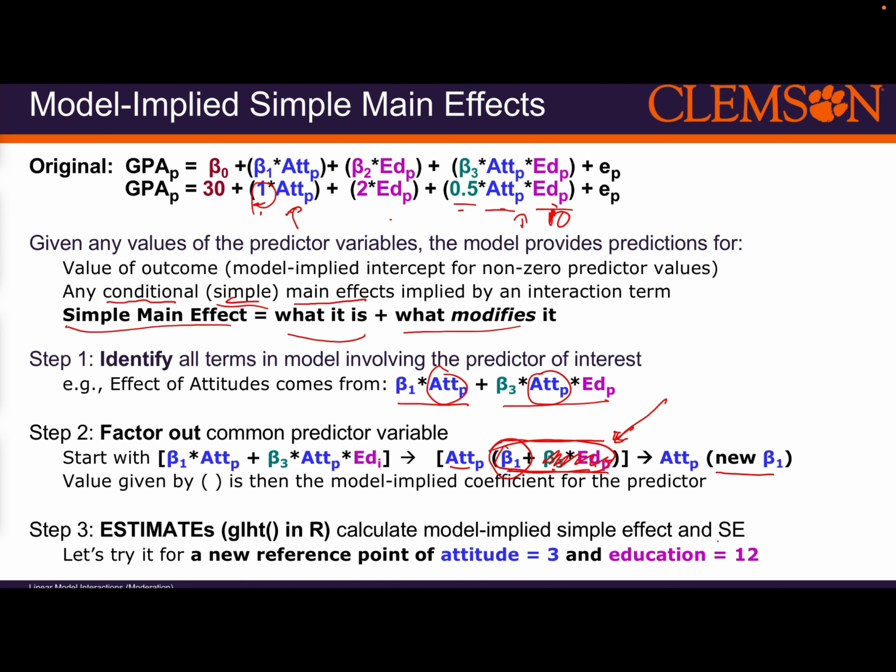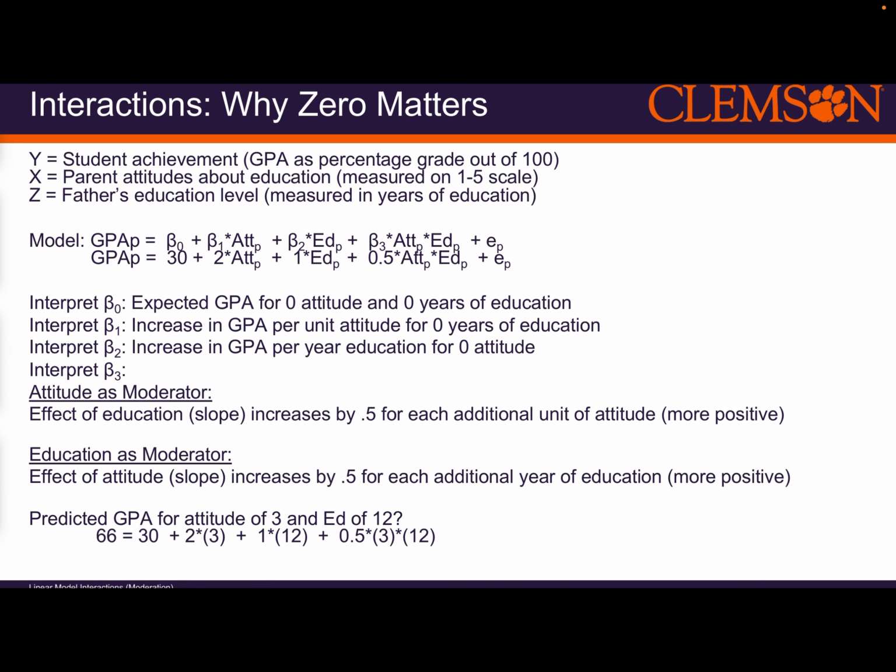However, the standard error for that effect, and everything that comes from the standard error, in our case the p-value for that effect in a hypothesis testing context, are not so easy to calculate. So that's why we use functions like the GLHT function in R, which again comes from the multcomp package. So let's try this now. Let's imagine a new reference point of attitude being 3 and education being 12. Here we go. All right, so let's plug in attitude 3, education being 12.